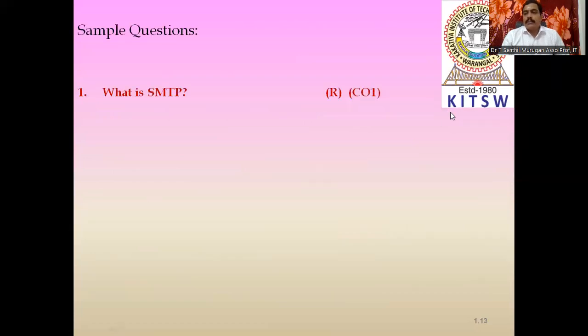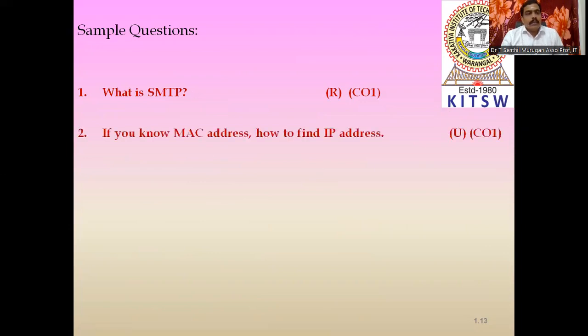Some simple questions. What is SMTP? Simple Mail Transfer Protocol. Where is it used? It is used for email purposes in the application layer. If you know the MAC address, how do you find the IP address? If you know the physical address, how do you identify the IP address? It is the Dynamic Host Configuration Protocol or RARP protocol. These two protocols are used to find the IP address of a particular system.